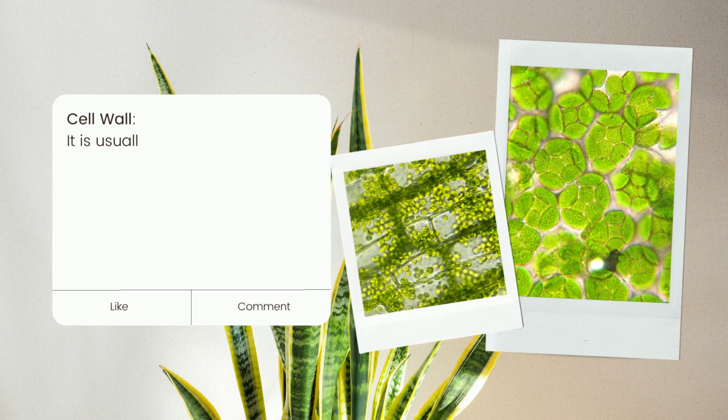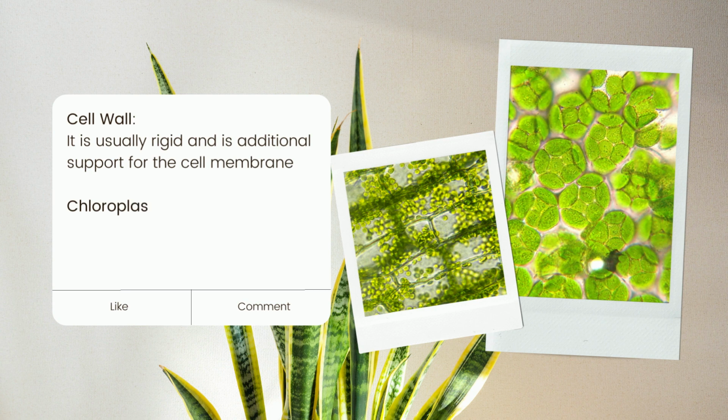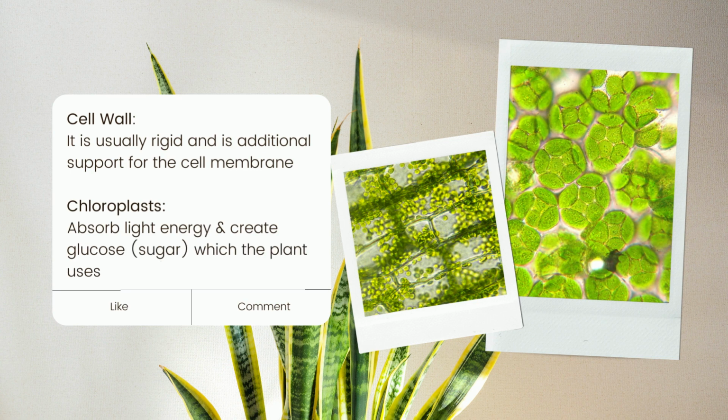Let's break it down. First, we have a cell wall. It is usually rigid and is additional support for the cell membrane. If we look at the first image, it looks like a green brick wall, right? Well, the outer portion of the wall, that is a darker shade of green, is the cell wall.